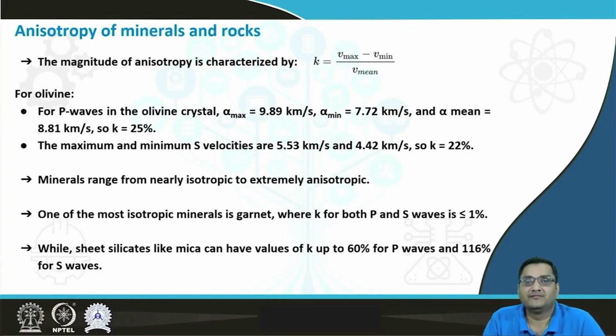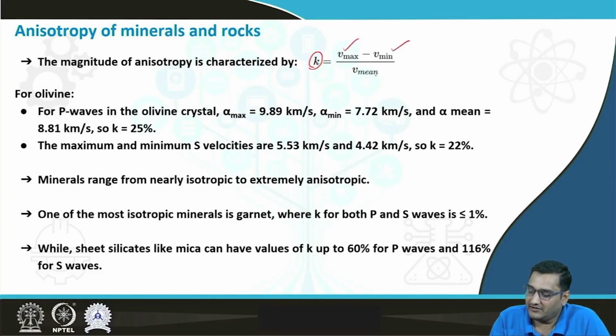causing significant anisotropy. The magnitude of anisotropy can be characterized by a small letter k, that is the magnitude of anisotropy, and that is equal to the maximum velocity minus minimum velocity divided by mean velocity.